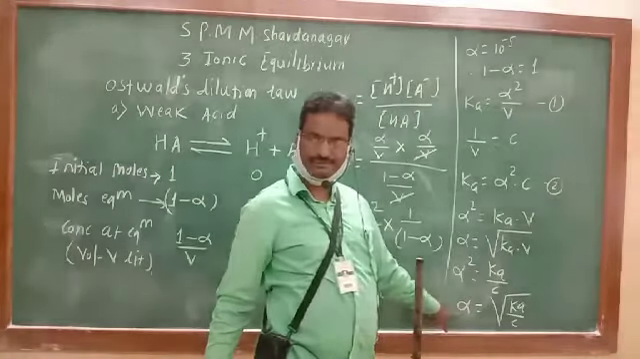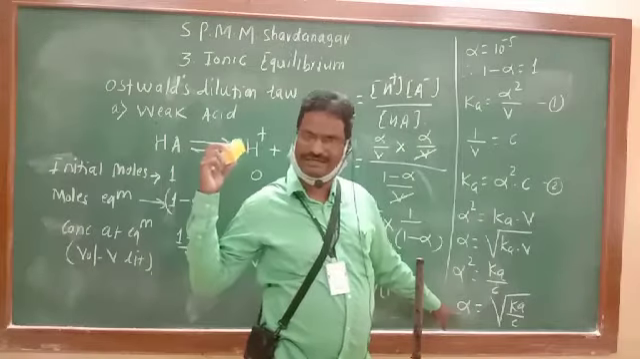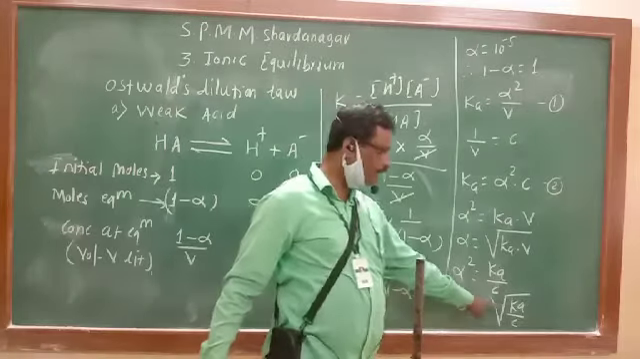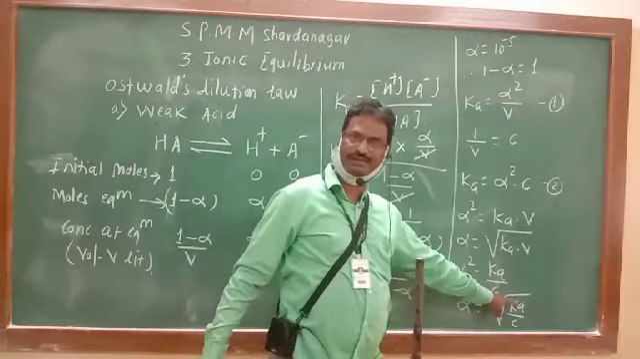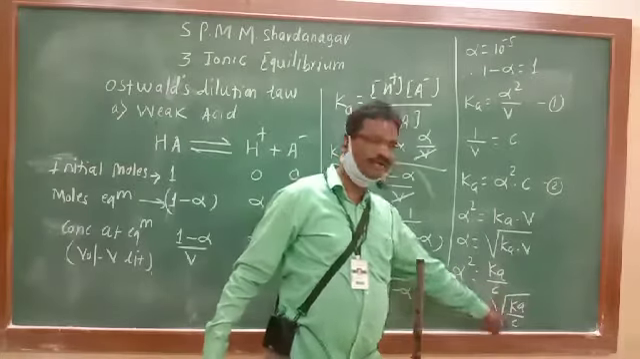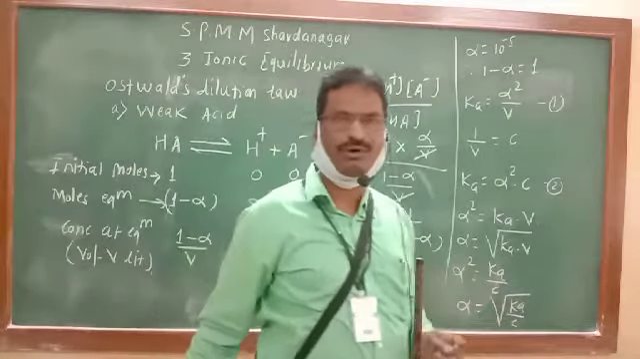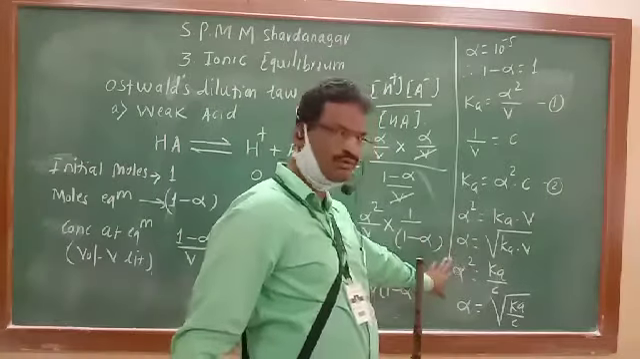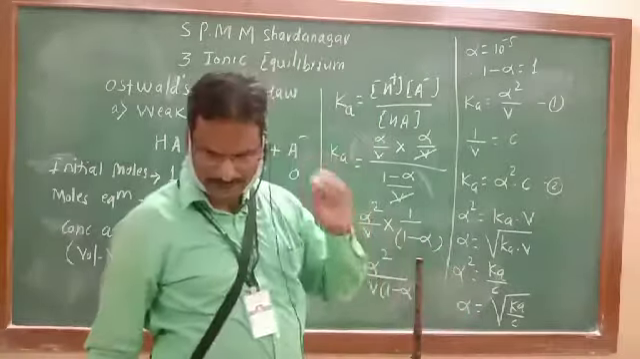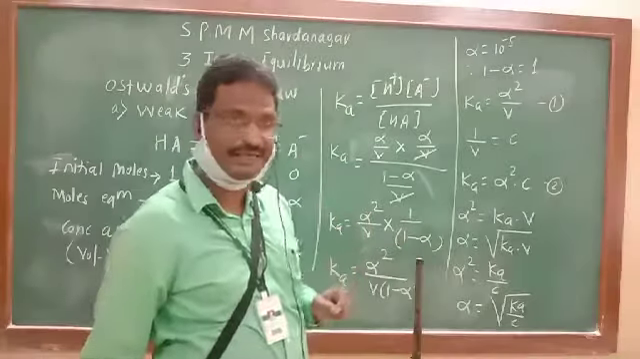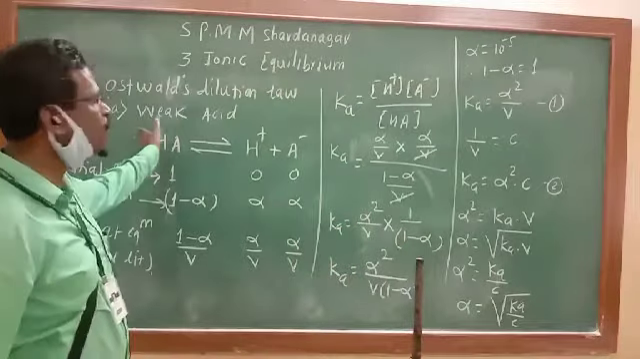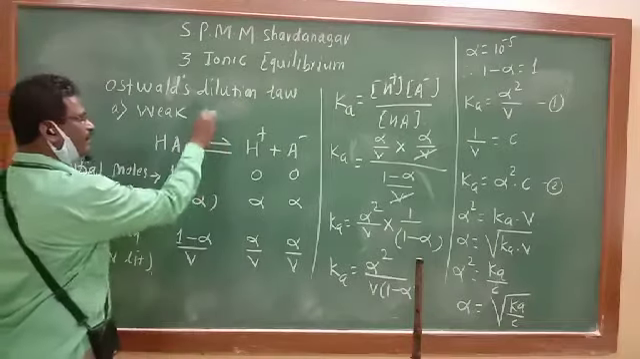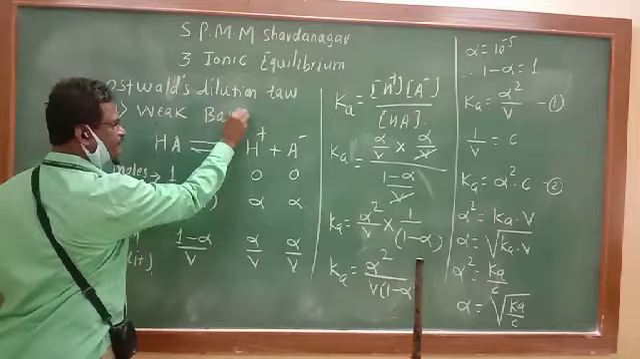According to the second equation, Oswald dilution law can be stated as: degree of dissociation is directly proportional to square root of dissociation constant and inversely proportional to square root of concentration. That is the Oswald dilution law for weak acid. Now let us see Oswald dilution law for weak base. Very simple. Weak acid is replaced by weak base.